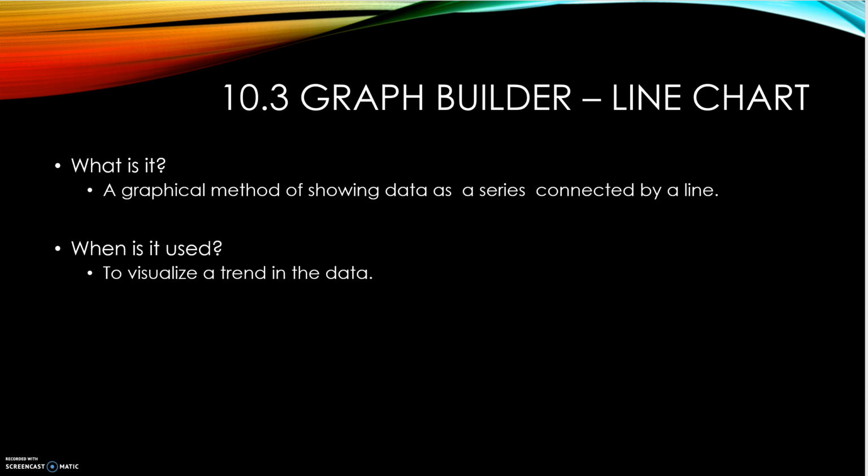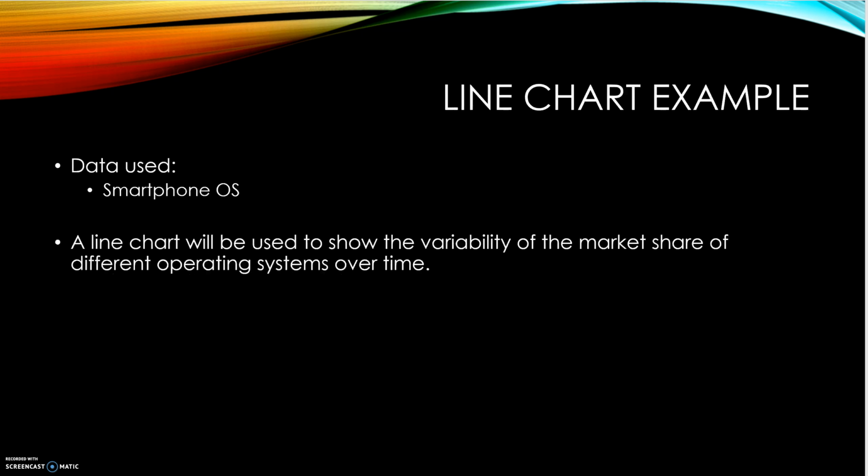Next, we're going to be talking about the line chart, which is a graphical method of showing data as a series over time connected by a line. It is used to visualize a trend in the data. For our example, we're going to be using the smartphone OS.jmp data. The line chart will be used to show the variability of the market share of different operating systems over time.